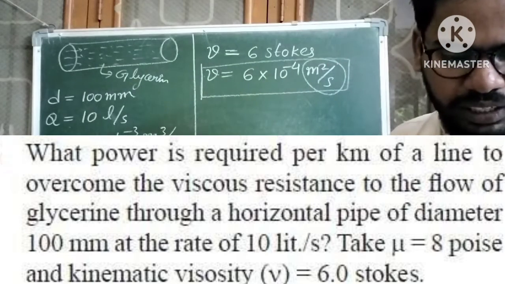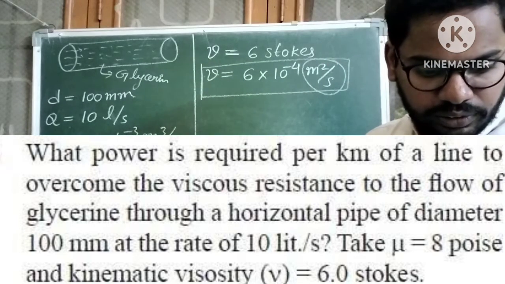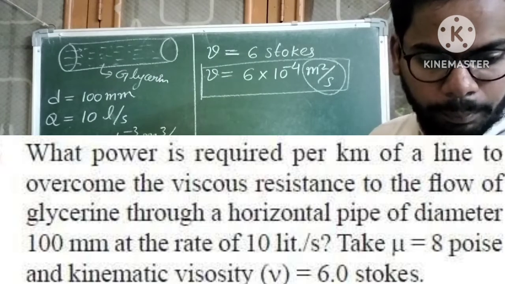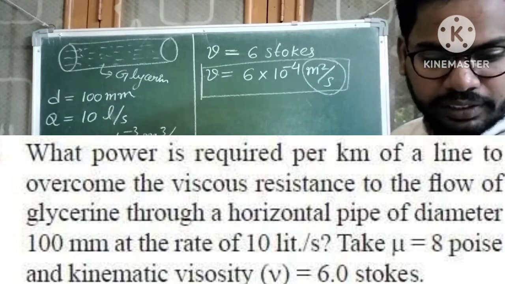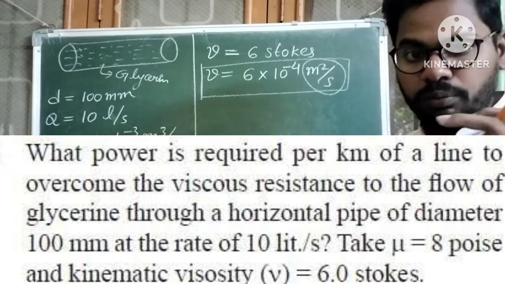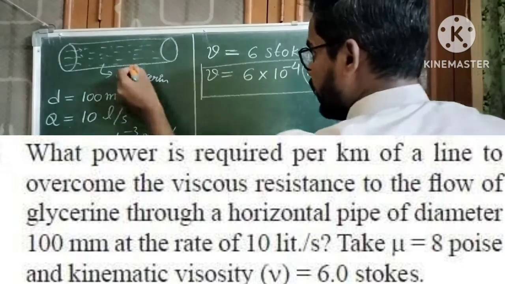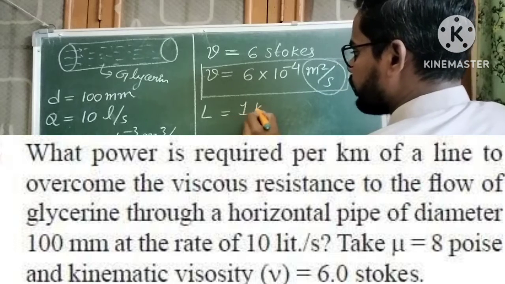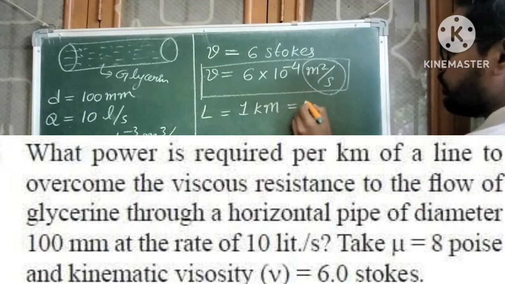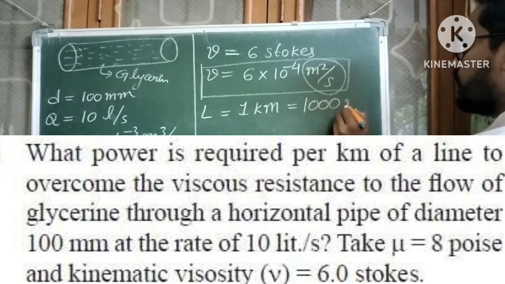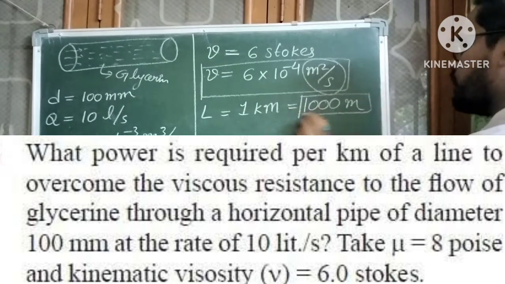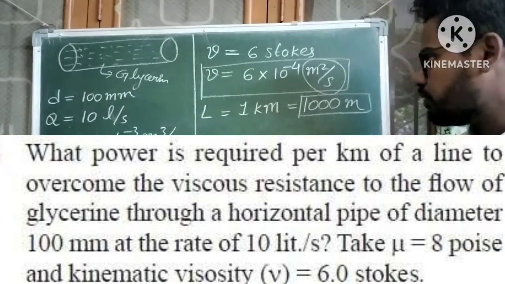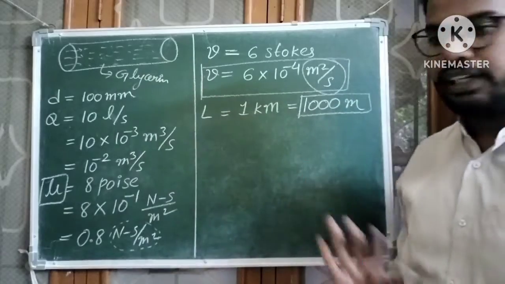So ultimately, what we need to find is the power required per kilometer of a pipeline. It means the length of the pipeline is 1 kilometer. Kilo means 1000, so 1 kilometer is equal to 1000 meters. So L is equal to 1000 meters. Now we have all the data.